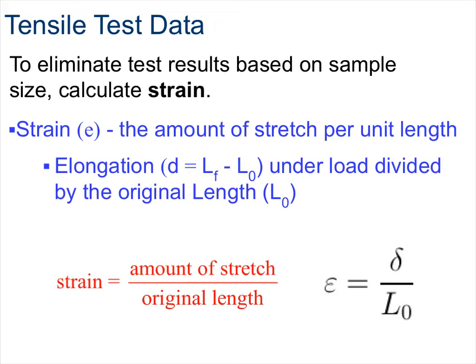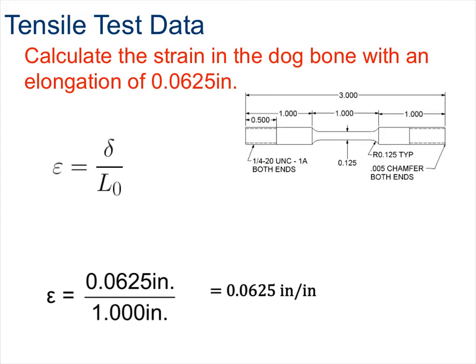Strain values can be very small, especially for metals. They are often represented in engineering or scientific notation, or even as percentages. In this example, we're asked to calculate the strain in a dog bone with an elongation of 0.0625 inches. To do this, we need to take our elongation, delta, which is the amount of stretch, and divide it by the original length, L sub 0. Here we get 0.0625 divided by the original length of 1 inch to get a strain of 0.0625 inches over inches.